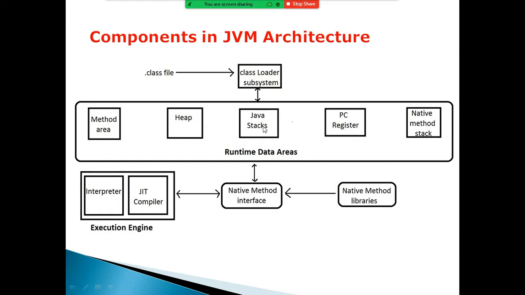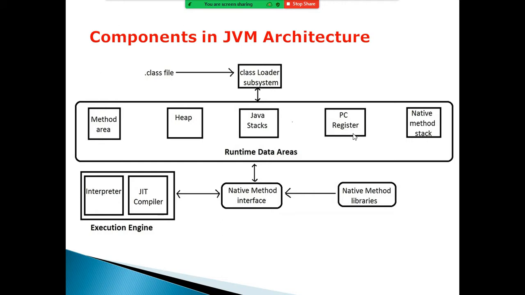Java stack: all methods are executed as a part of the Java stack. For each thread, Java creates a separate runtime stack. Let's say we have a main method, and again we have a thread. For each thread Java creates a separate runtime stack, and the address of execution is held by the PC register. The PC register holds the address of the execution instruction of each and every thread.